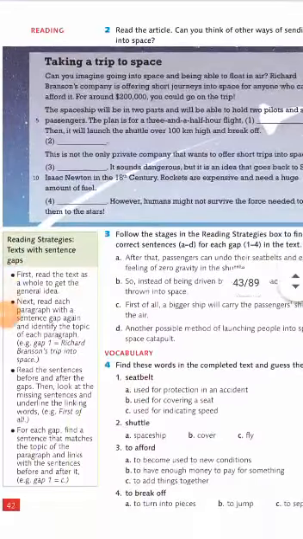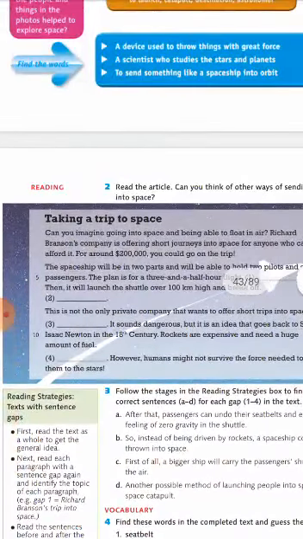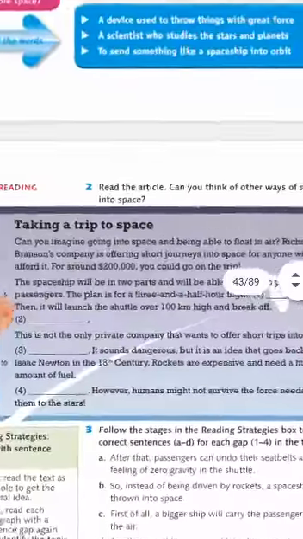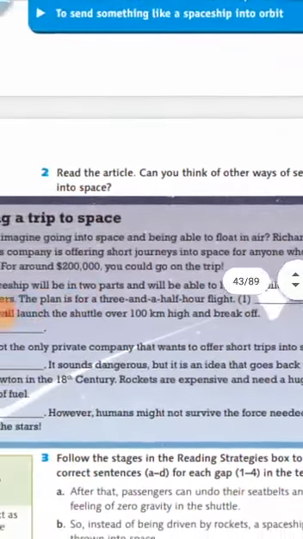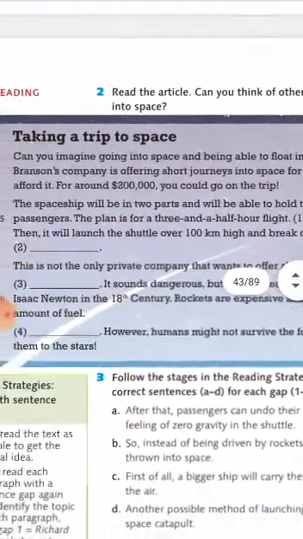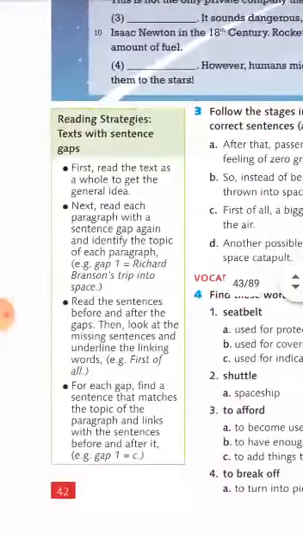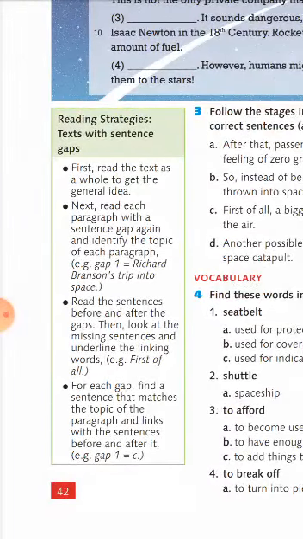Page 42, exercise number 2, reading. Read the article. Can you think of other ways of sending people into space? We will think about that later. Let's read the strategies first. First, read the text as a whole to get a general idea. Next, read each paragraph with the sentence gap again to identify the topic of each paragraph. So first, we will read the whole text.